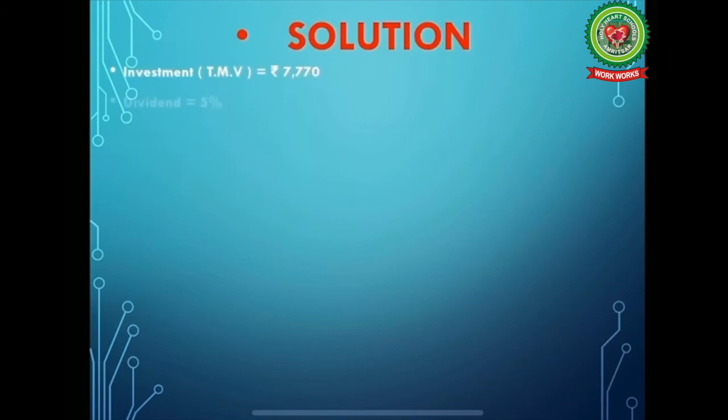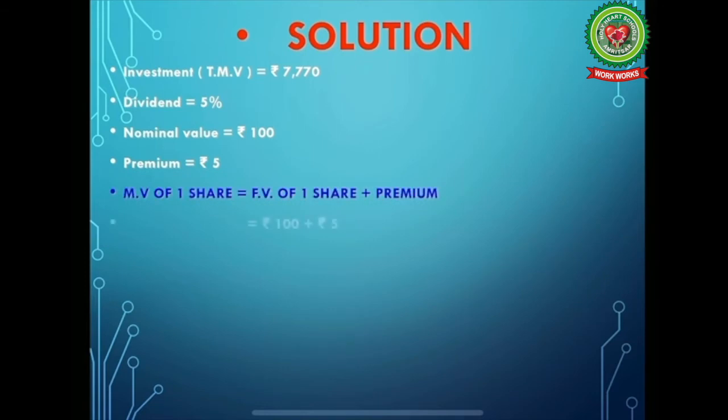So now we are given that the investment, that is the total market value, is equal to rupees 7,770. Dividend is equal to 5%. Nominal value is equal to rupees 100 and premium is equal to rupees 5. Now the first thing that we can calculate from here is the market value of one share, which is equal to face value of one share plus premium, which is rupees 100 plus rupees 5, which comes out to be rupees 105.